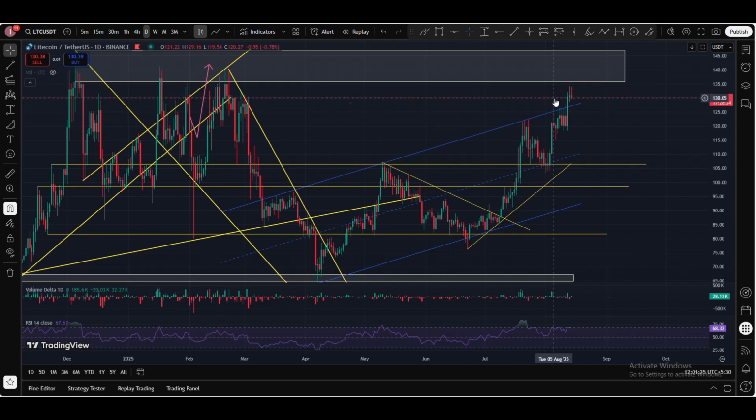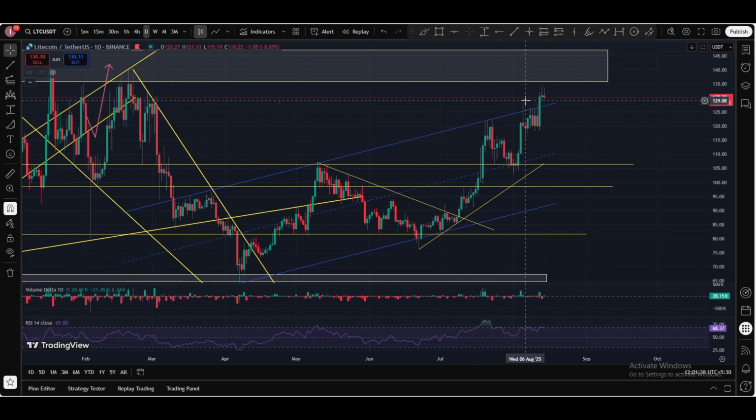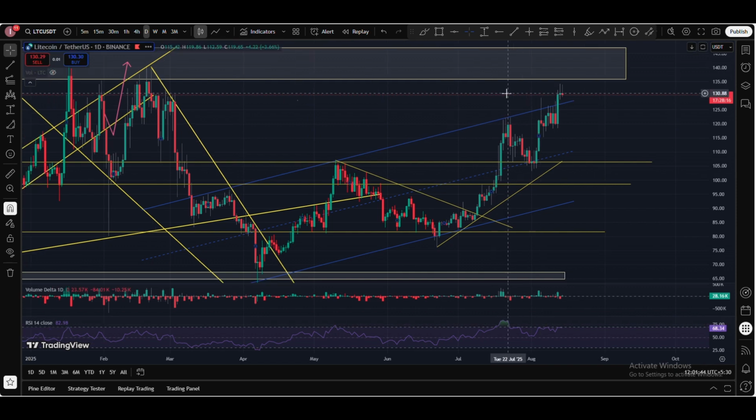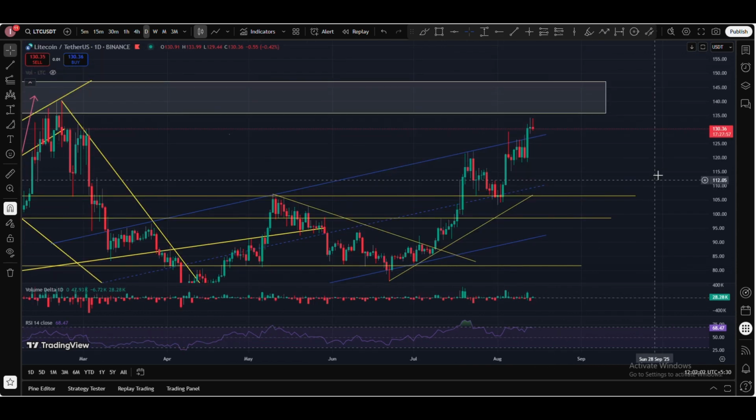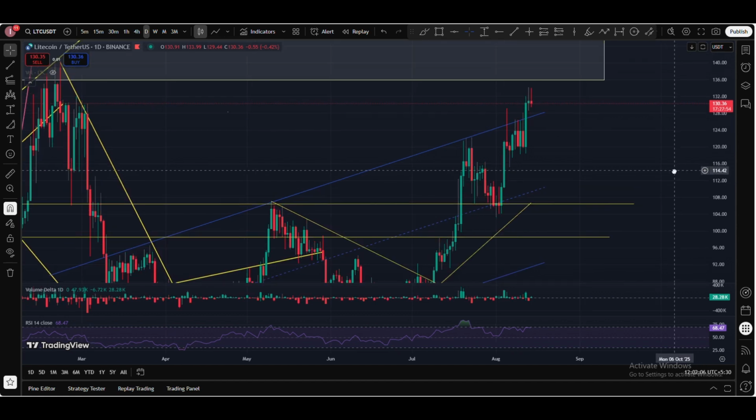I saw a, that is a shooting star candle. That shooting star candle, not only that, there is RSI divergence. Not only that, that is a parallel channel upper level that is coming to market resistance. Therefore I enter that trade. I am going to tell you why I enter that trade.